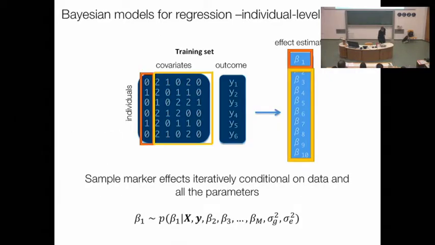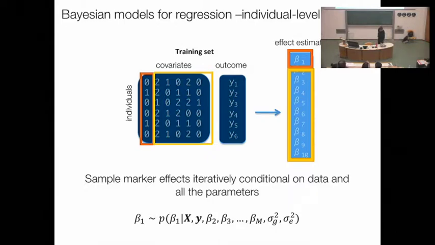And the idea basically is that we want to sample the marker effects iteratively, conditional on the data, right? So we want beta to come with the probability of beta 1, given the data that we've observed, X, the genotypes, and Y, the phenotypes, and all the rest of all parameters in the model that we've estimated. That's what I'm looking for.